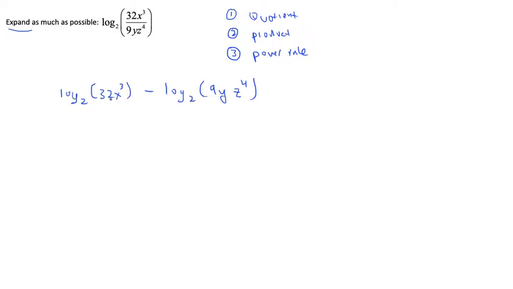But then we notice once again, okay, I see a product here, right? I see the 32 times x cubed and the same thing here, right? So what does the product rule say? The product rule says we can break these up into the sum, right? So we're going to have log base 2 of 32 plus log base 2 of x cubed. Here's where you got to be really careful, right? This minus is going to distribute to all of these guys, right? So, for example, we can write it like this, right? Log base 2 of 9 plus log base 2 of y plus log base 2 of z to the fourth power, right? But eventually this minus sign should distribute to all of these guys.